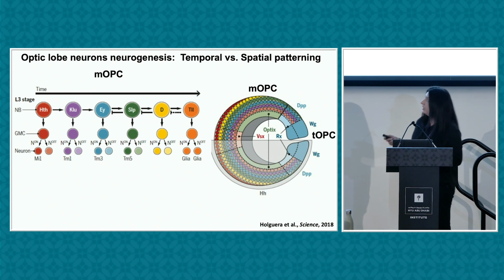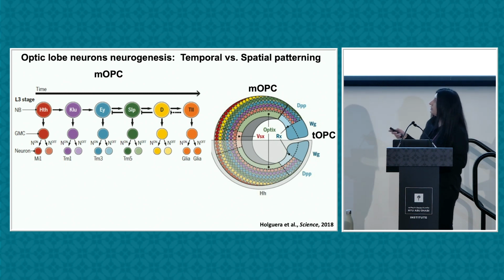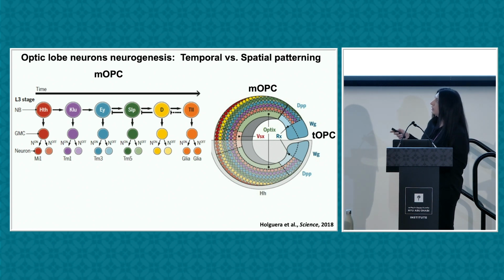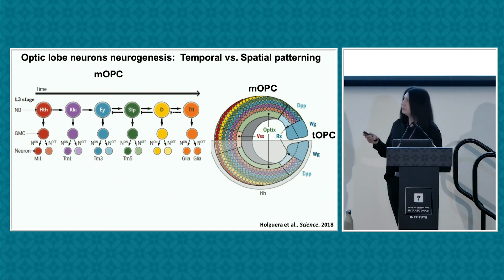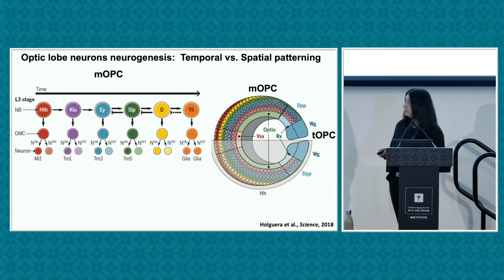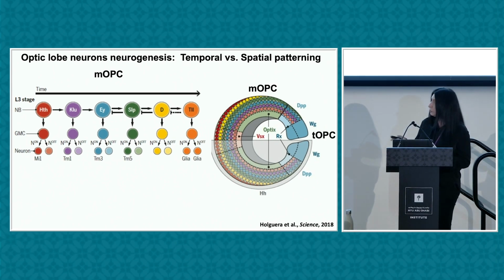Additionally, the OPC is further divided spatially into different compartments that also express different factors. The combination of both temporal and spatial patterning is what allows for the generation of the vast diversity of neurons that we see in the optic lobe.